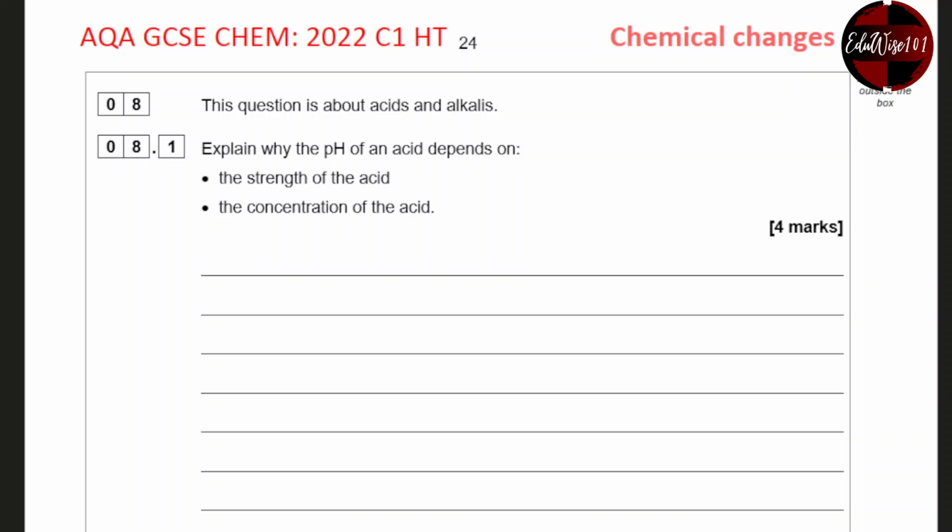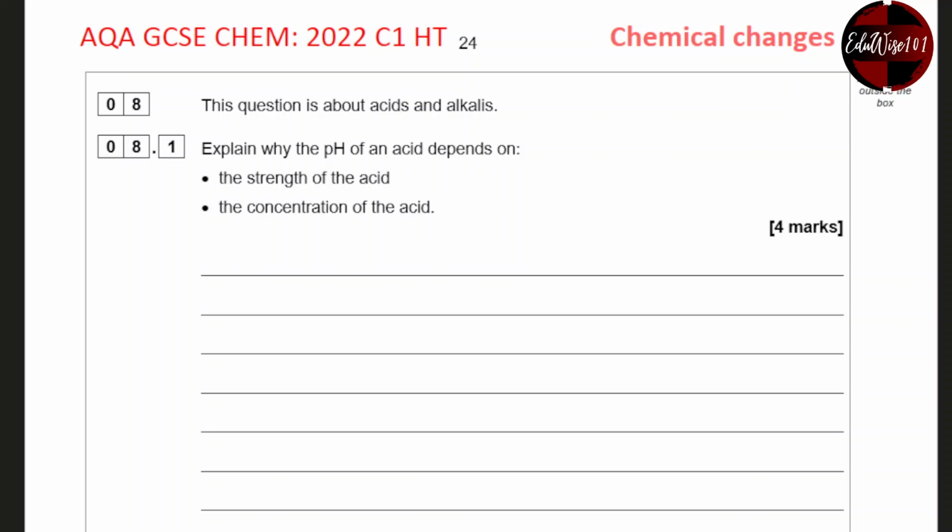In this video, I'm going to go through the AQA Chemistry Paper 1 Higher Tier from 2022. Question number 8 is on the topic of chemical changes, mainly to do with acids and alkalis and titration calculations. This question is about acids and alkalis. Explain why the pH of an acid depends on the strength of the acid.